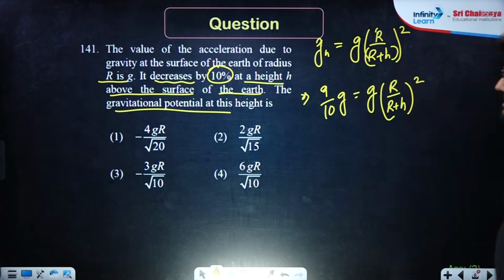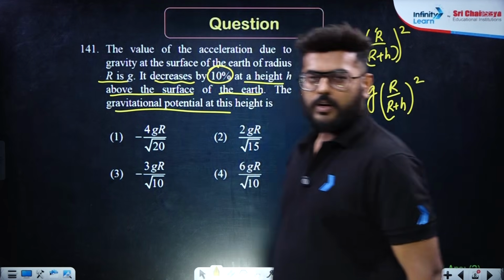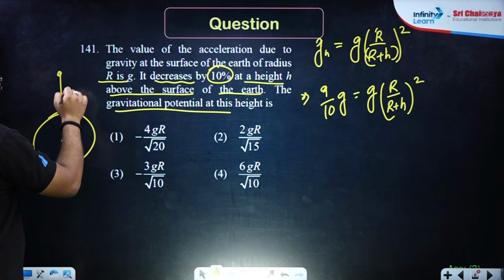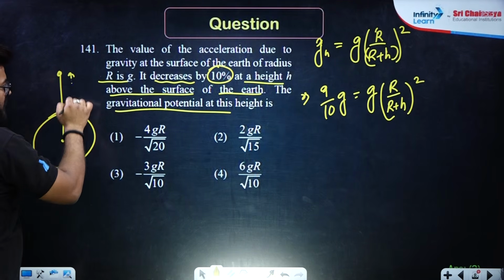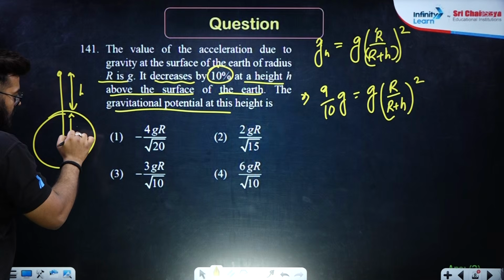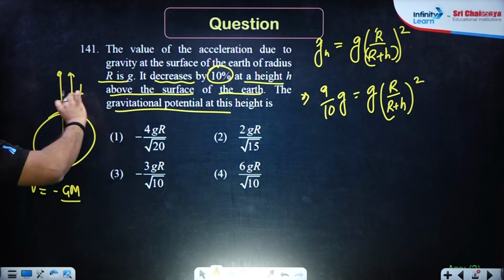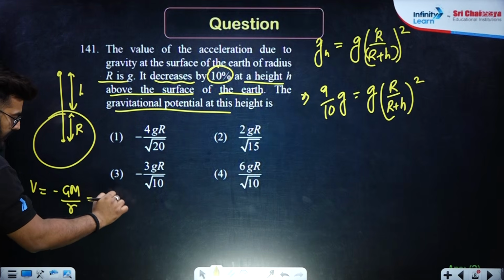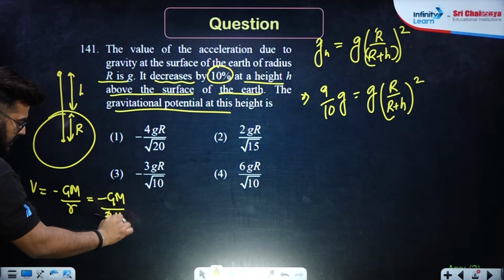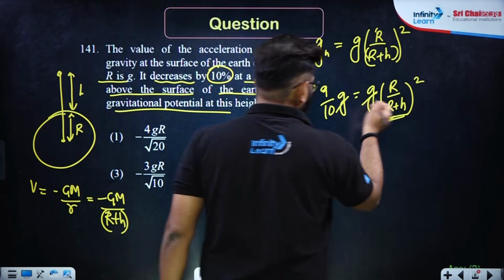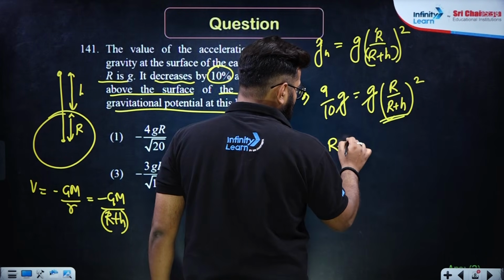Now the best part is they are asking you to find out the gravitational potential. Now see, gravitational potential calculation is very easy. You need to find out the gravitational potential at this height. So the gravitational potential is minus GM upon small r, and small r over here will be R plus h. So in a way, you just try to calculate this value of R plus h.